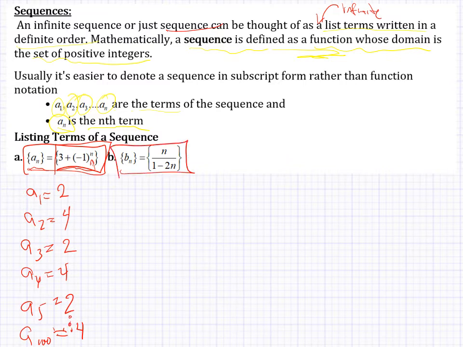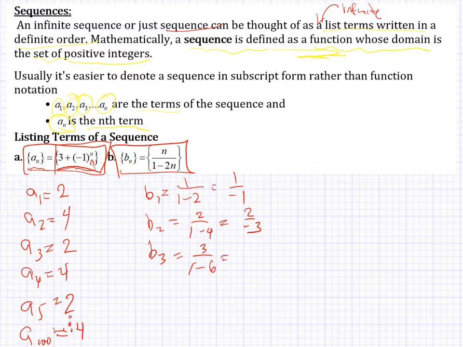Okay, here's another one, b sub n. In b sub n, we could figure out what b sub 1 is. So b sub 1 would be what happens when I plug 1 in. So 1 over 1 minus 2, so that would be 1 over negative 1. B sub 2 would be 2 over 1 minus 4, so that would be 2 over negative 3. B sub 3 would be 3 over 1 minus 6, so 3 over negative 5. B sub 4 would be 4 over 1 minus 8, so 4 over negative 7, etc.